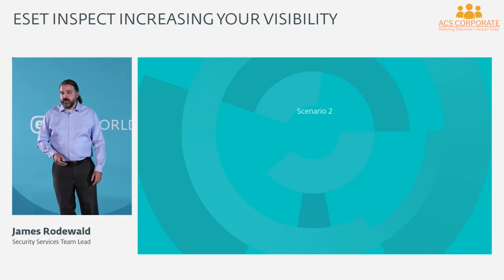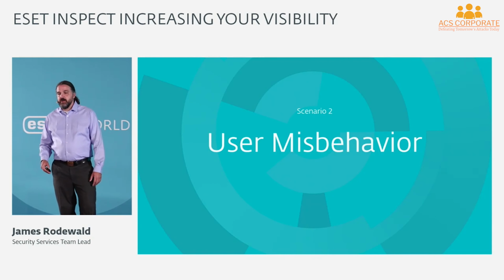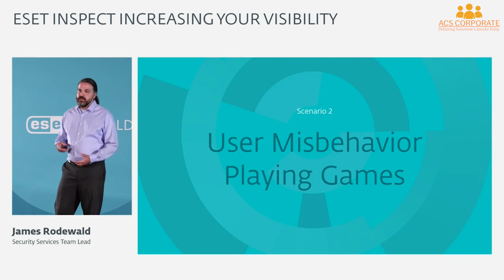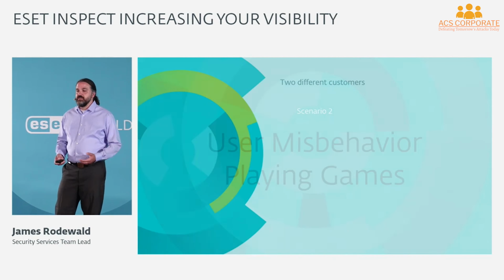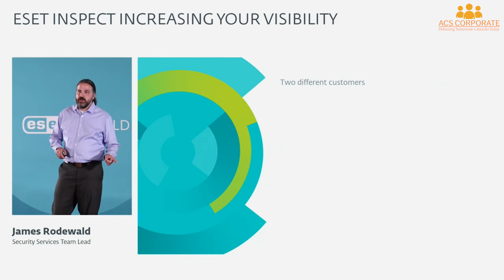So moving on to our next scenario that I want to talk about, this is where we're going to talk about user misbehavior. And specifically, we're going to be talking about when a user is playing games on a network. This is something that keeps happening whenever we install ESET Inspect for a customer. We keep seeing two specific games, actually. And it's two different types of customers.